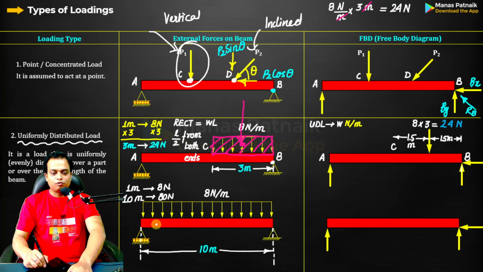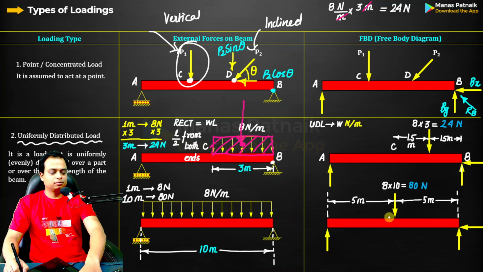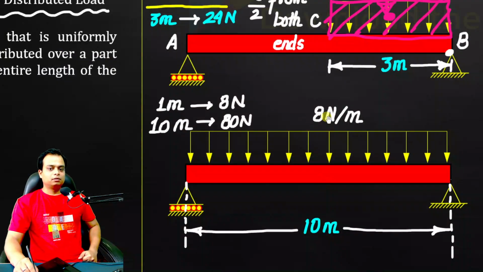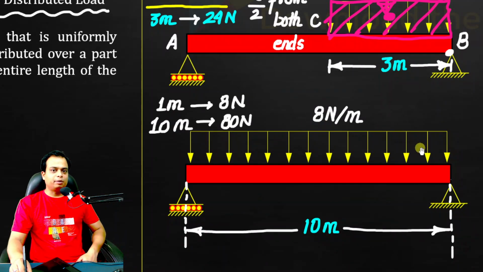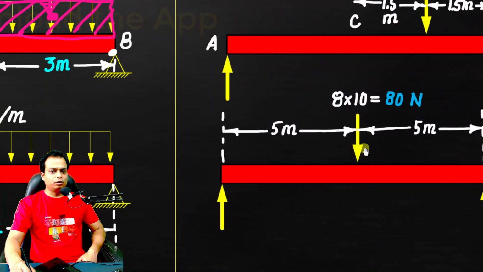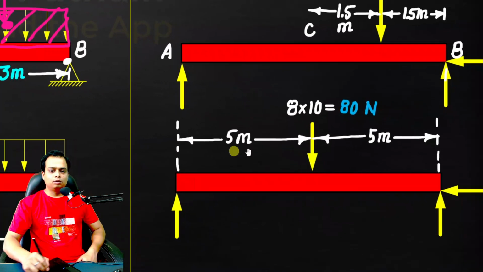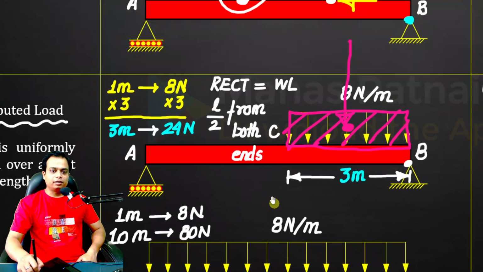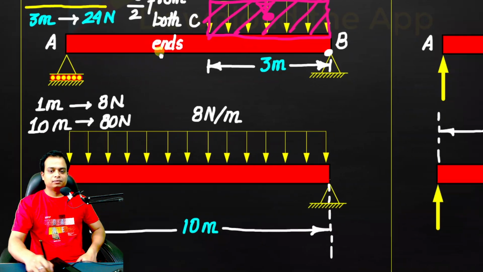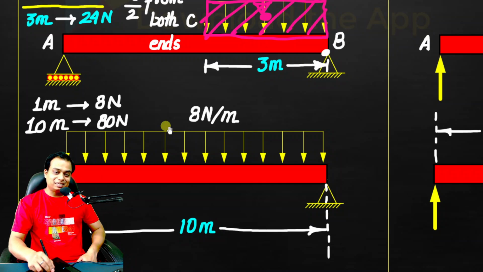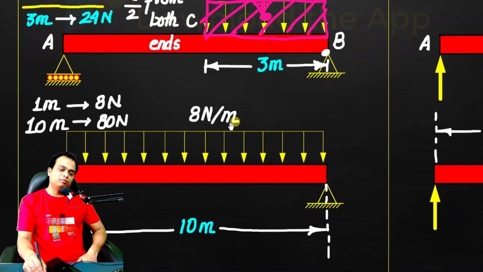That means 5 from both the ends. Here it is, check this out. This entire UDL can be replaced by one single point load, which happens to be 8 multiplied by 10, that is 80, and that too at L by 2. Again, remember, L by 2 from both the ends. Either L by 2 from the leftmost end, or L by 2 from the rightmost end.